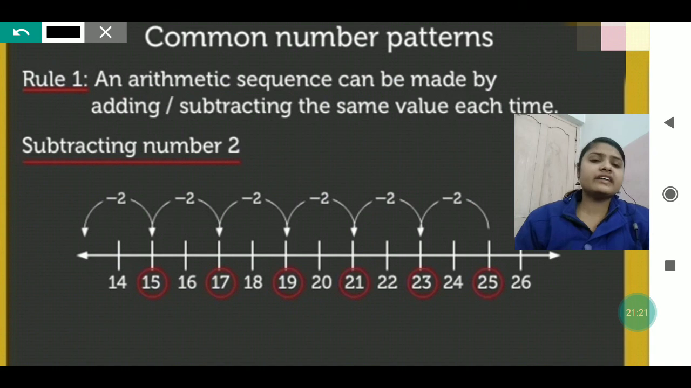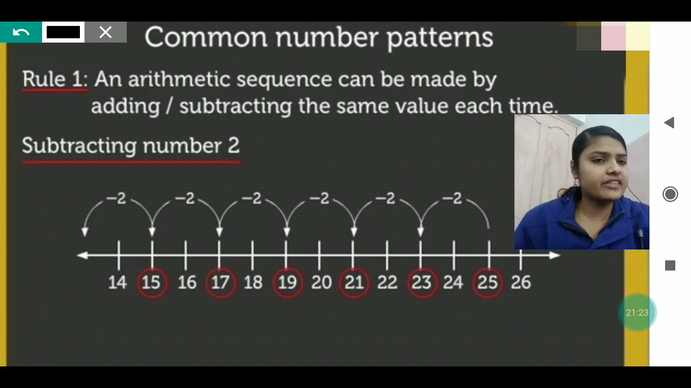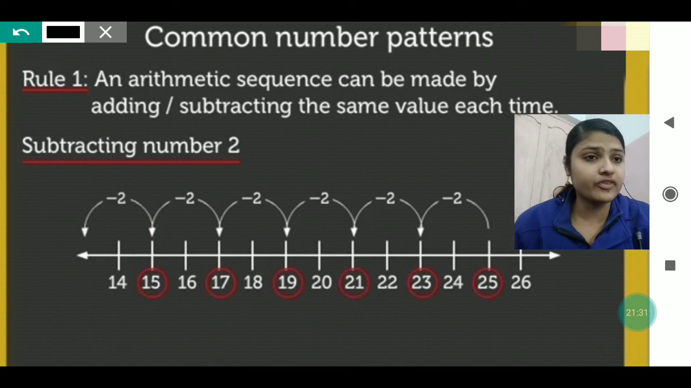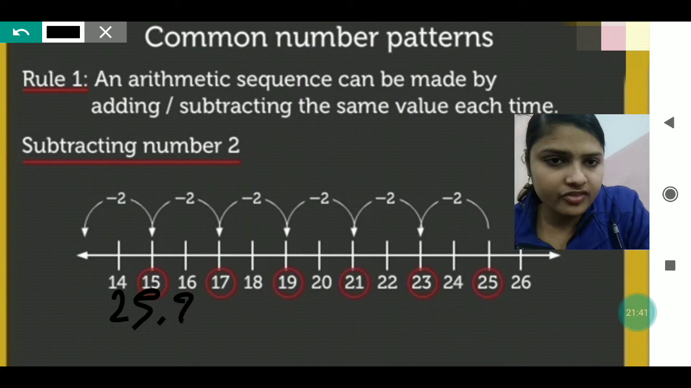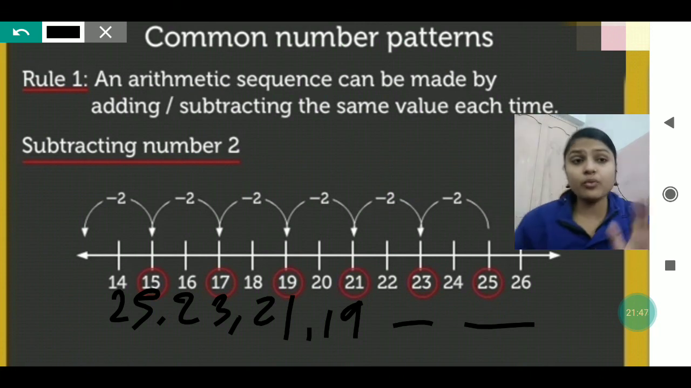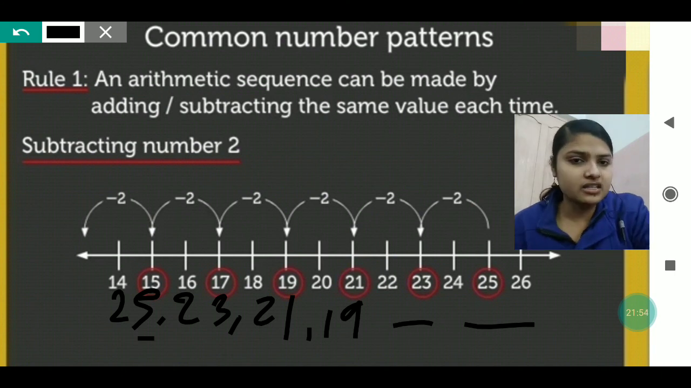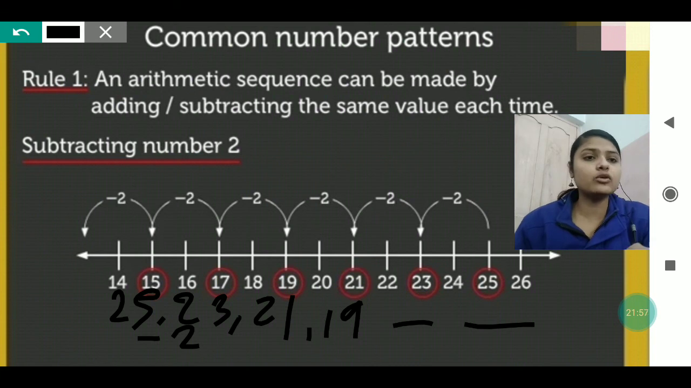In the same way, it is given in subtraction form. You can see again the number line is there, and here the numbers which are being circled are 25, 23, 21, 19, 17, and 15. Suppose the numbers given are 25, 23, 21, 19, and then blanks. You have to see what is the difference between 25 and 23. The difference between 25 and 23 is minus 2, when from 25 we are subtracting 2 to get 23.